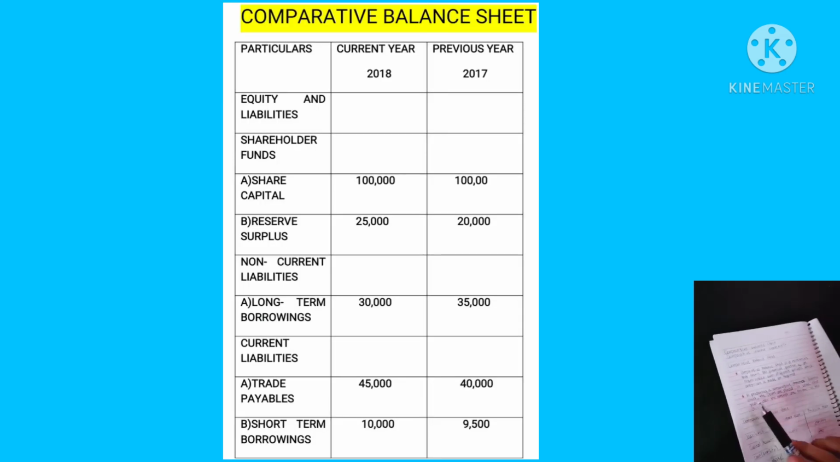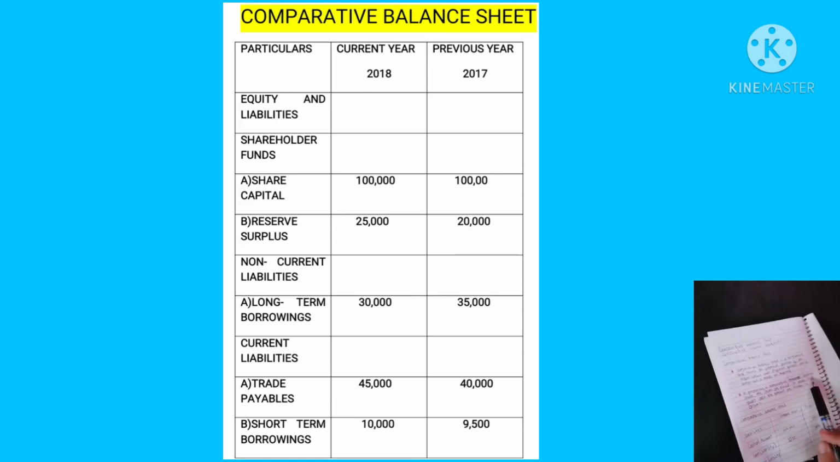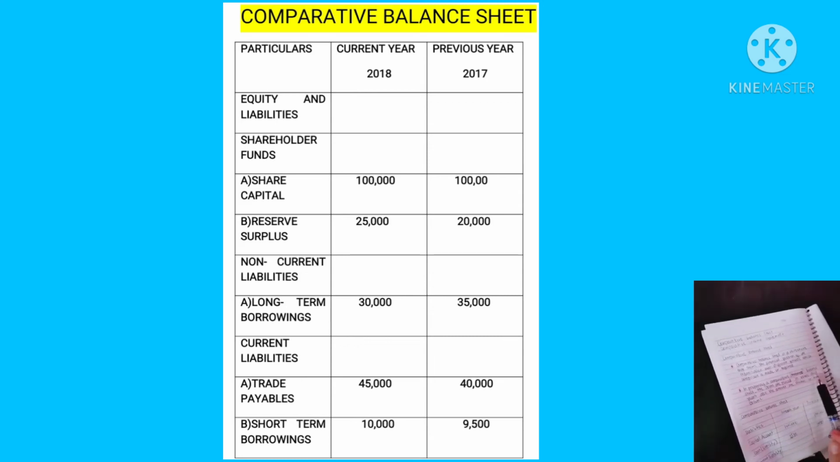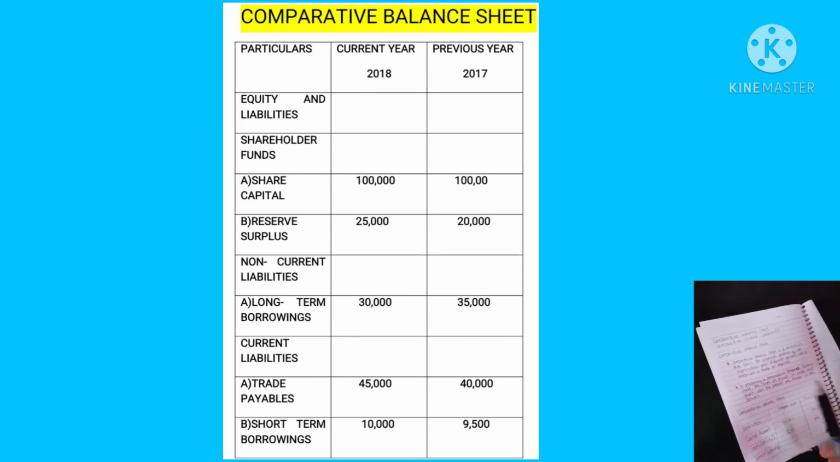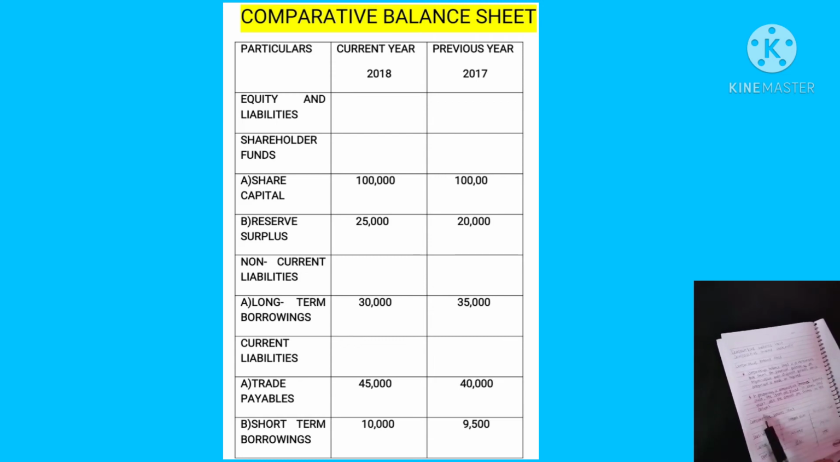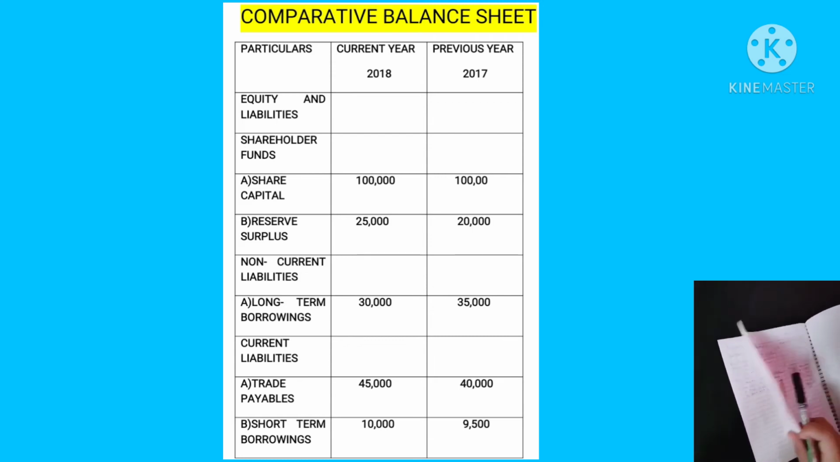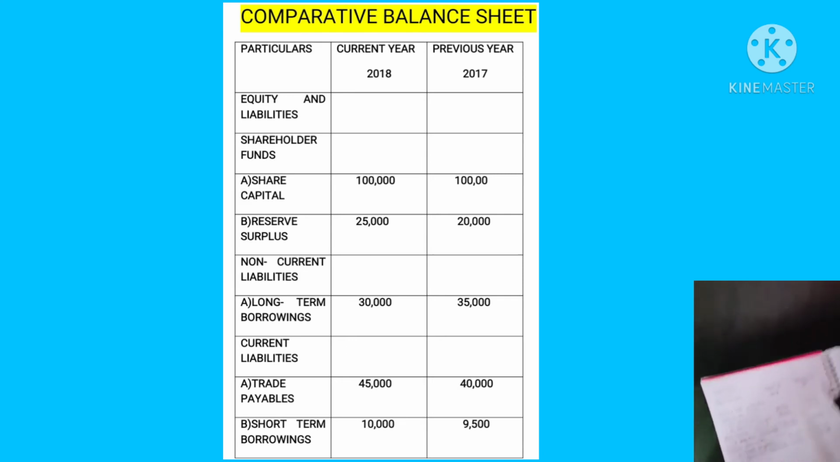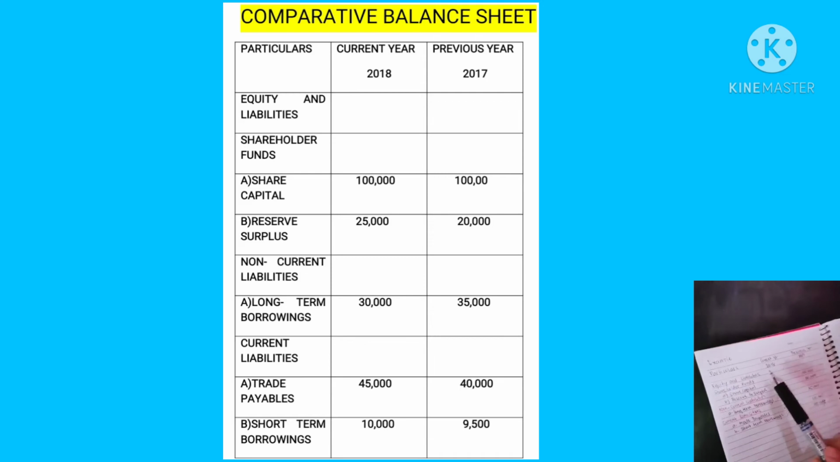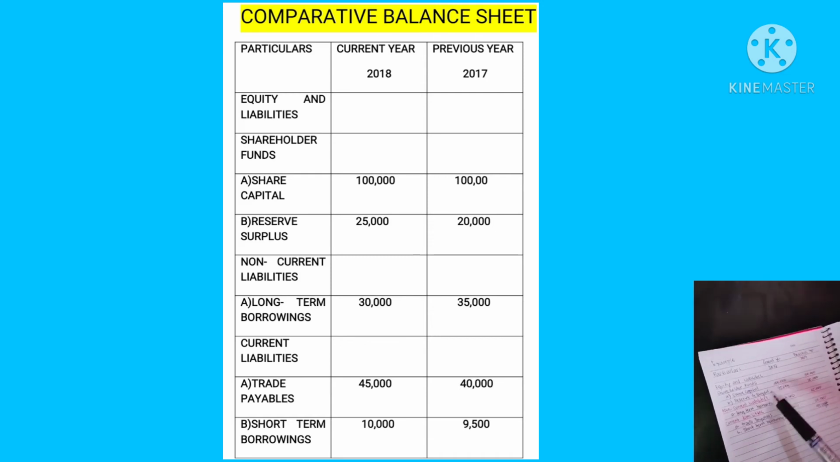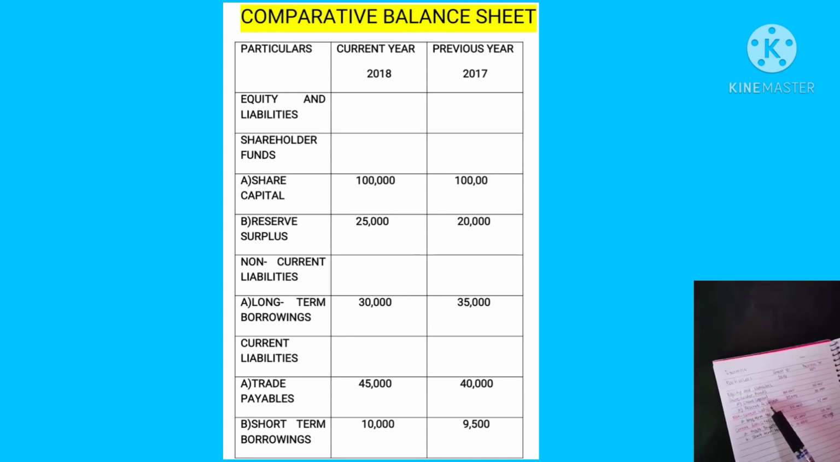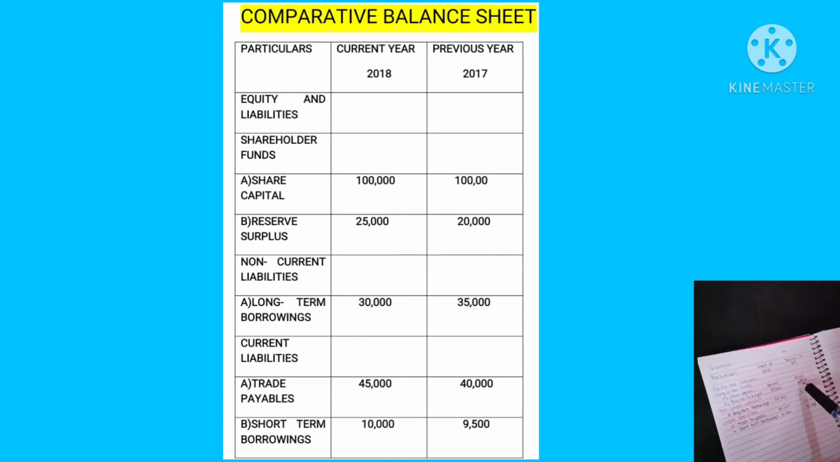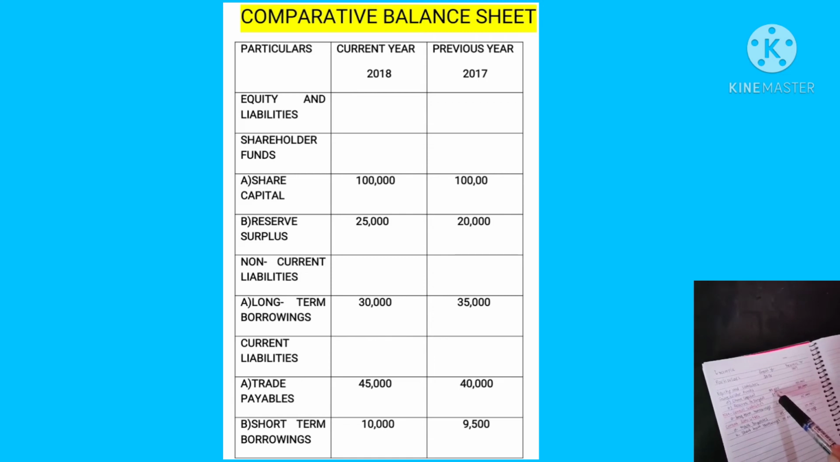In preparing a comparative balance sheet, the items are placed in rows and the years and amounts are shown in the columns. This is an example of a comparative balance sheet. They have a previous year and a current year. For share capital, the previous year is 100,000 and the current year is still 100,000. So, their share capital did not increase.